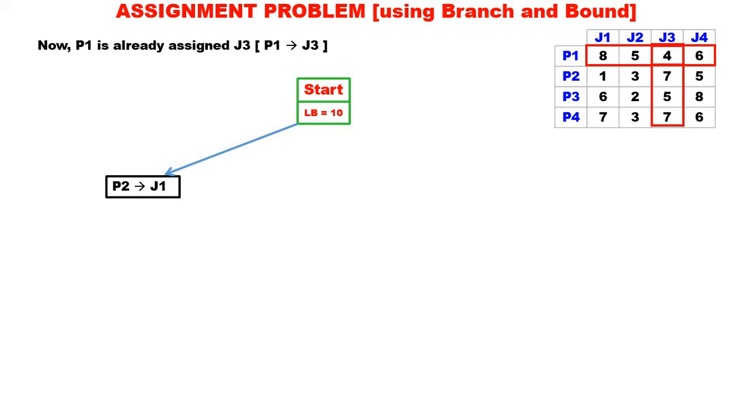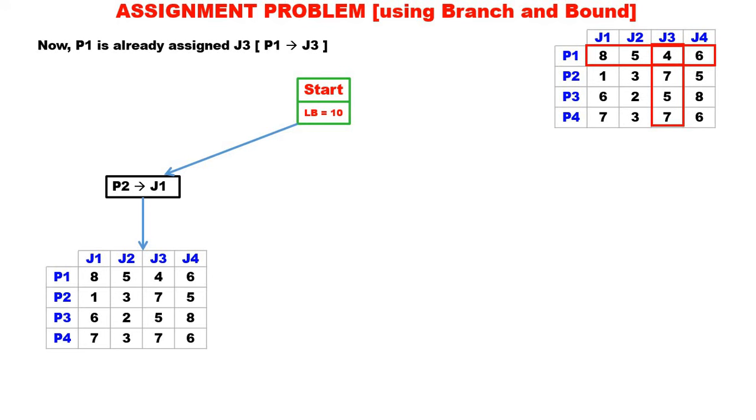Now P2 assigned to J1. Let us see what happens. P1 is already assigned to J3, therefore this is already done. When P2 is assigned to J1, 4 also should be added here to the lower bound. Now let us see P2 assigned to J1. When P2 is assigned to J1, we get 1. And same column, no assignment, same row, no assignment. And 1 should be added to the lower bound also.